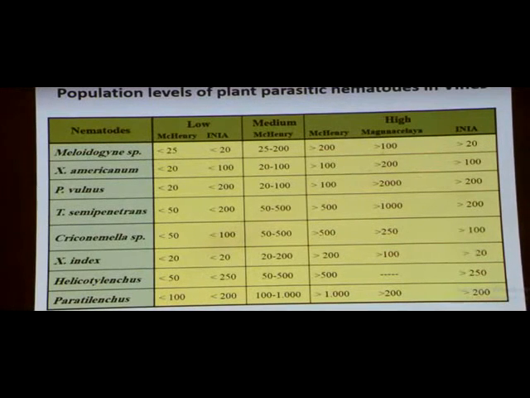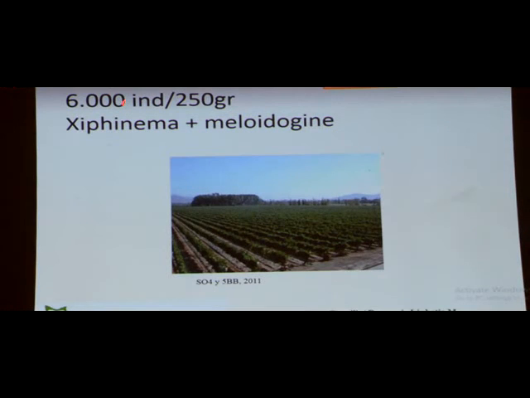Most of the research says that we try not to plant vines when Meloidogyne and Xiphinema are more than 200 or 300 individuals in 250 grams. Any kind of vine, rooted or rootstock. When Mr. McHenry from the United States saw this, he said any rootstock could not survive this.